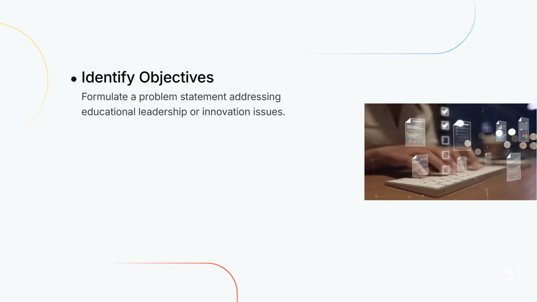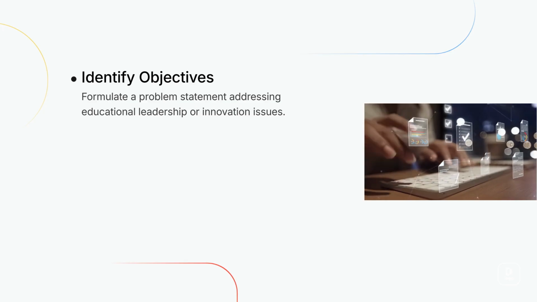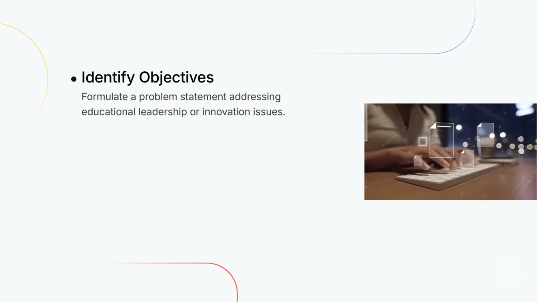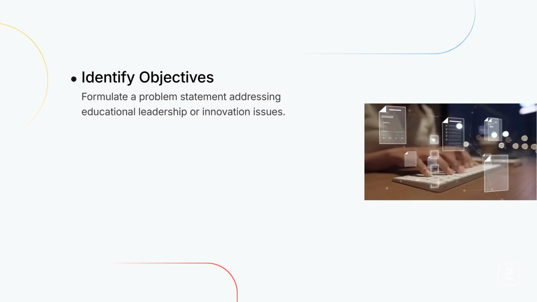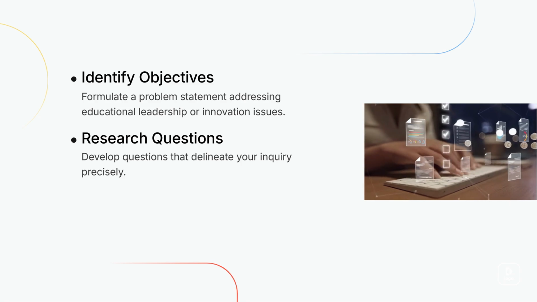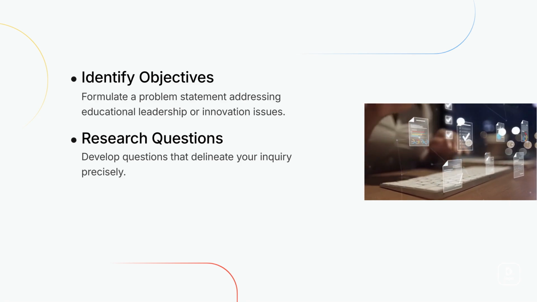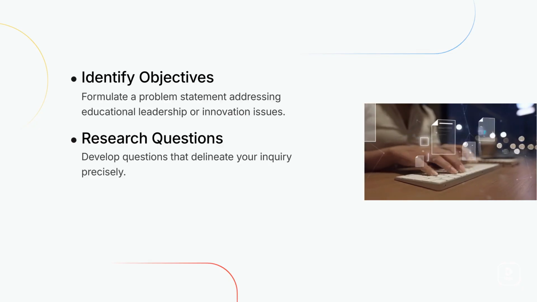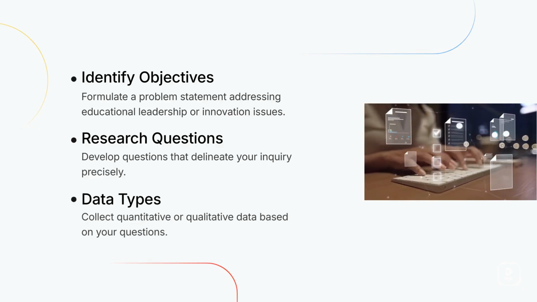Begin by formulating a problem statement that addresses the educational leadership or innovation issue you intend to investigate and its significance. Subsequently, develop 1 or more research questions that precisely delineate your inquiry. Depending on your research questions, you may need to collect either quantitative or qualitative data.